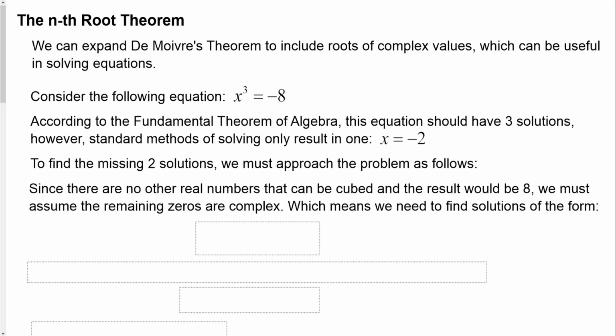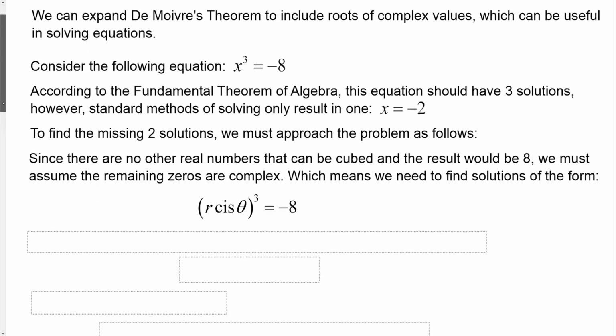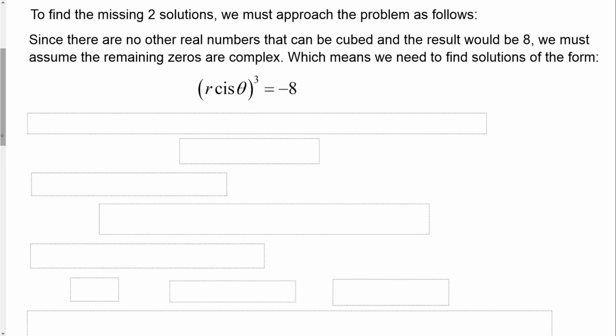So we have to assume the remaining zeros are complex, meaning that they have i attached to them in some way. Which means, in order to find the solutions, we need to find solutions of the form r cis theta raised to the 3rd power is equal to negative 8. So some complex number in trig form. So we just assume they look like this. The only thing that's missing right now is the radius and the theta.